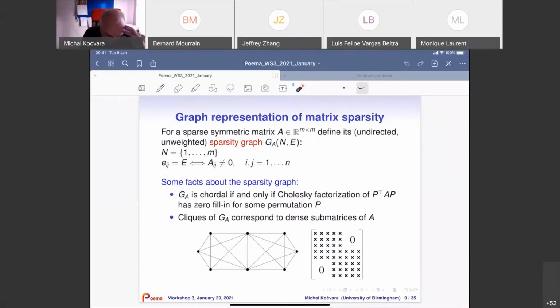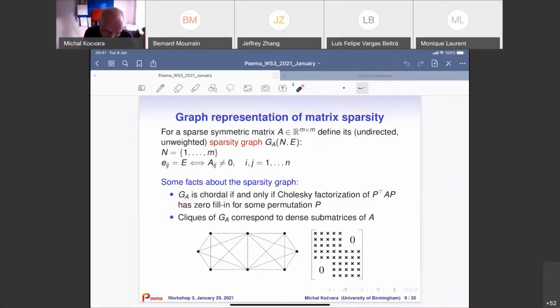That's simple. And here are two well-known facts about the sparsity graph. The first one is that the sparsity graph is chordal if and only if the Cholesky factorization of my matrix A, perhaps under some permutation, has zero fill-in. So there is no fill-in in the Cholesky factorization of the matrix if and only if the sparsity graph is a chordal graph.